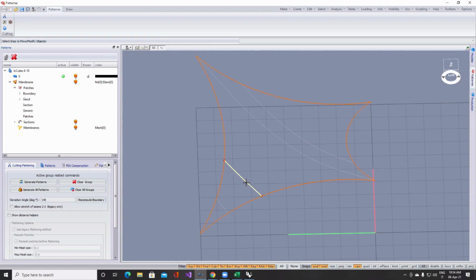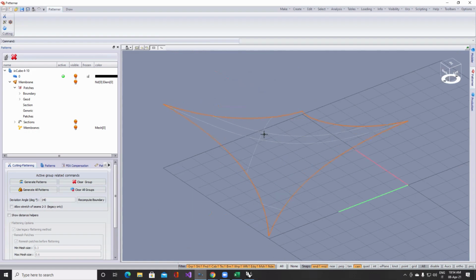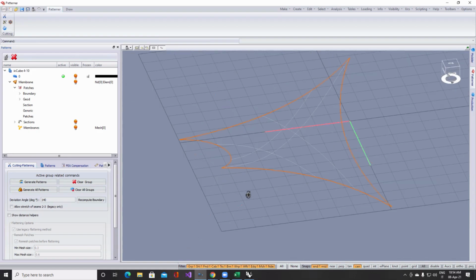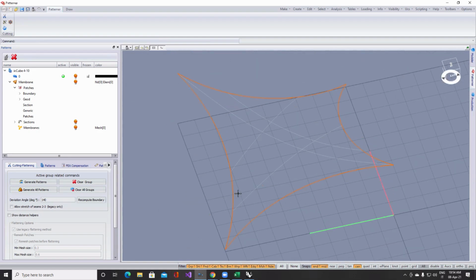I made a mistake there. We can move it like that and make cross intersection curves. So you can generate any kind of strange patches that you want.